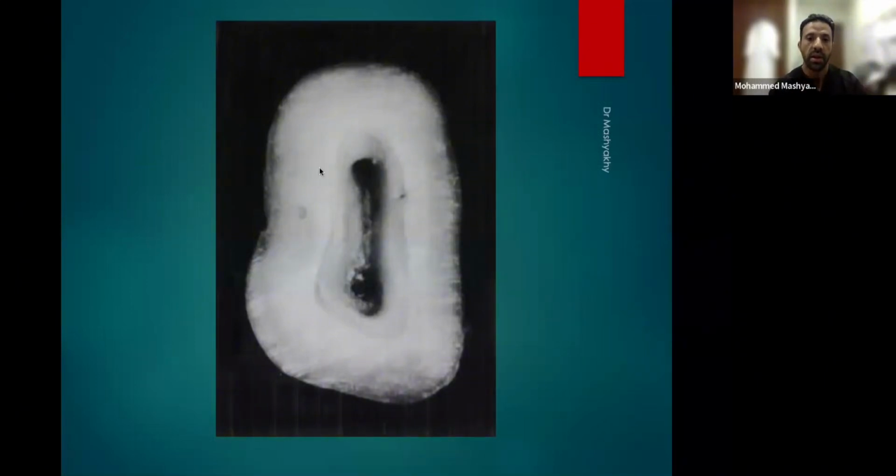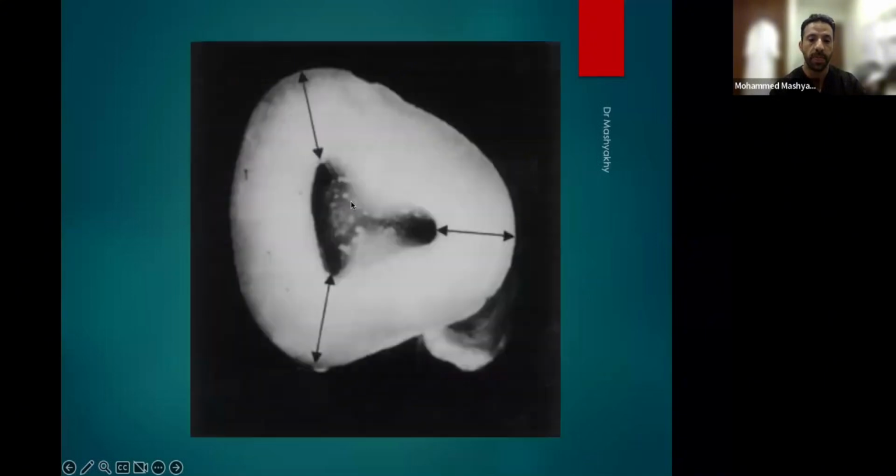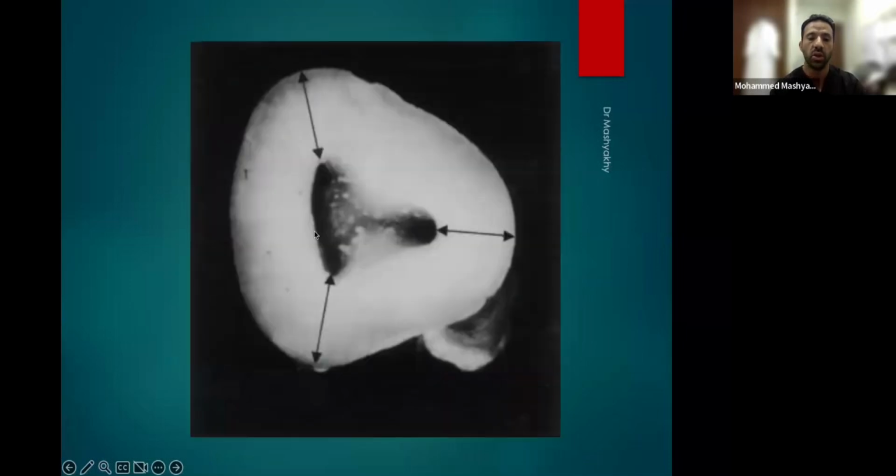Pay attention to this and see how it looks. The pulp chamber is always in the middle, and the orifices are on the level of the cemento-enamel junction. And here you see the pulp chamber, and you see the differences between the pulp chamber and the canals to the extra root. There is always a center.